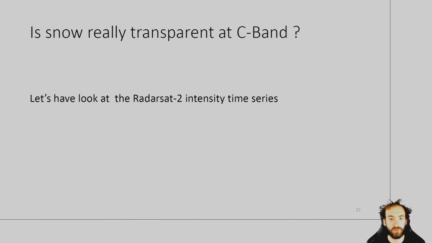So now the question that I want to address in this talk is: is snow really transparent at C-band? Because it's common to hear or read that snow is actually transparent at this frequency, but I want to check if it's actually the case in a deep alpine snowpack that I have in British Columbia.